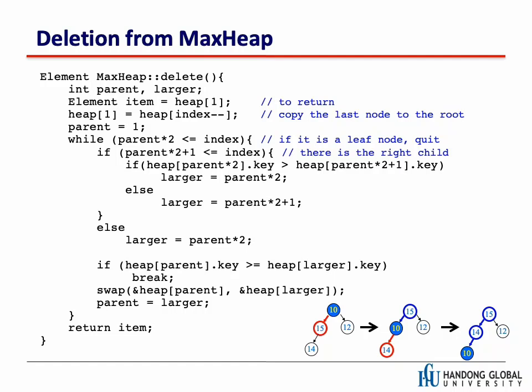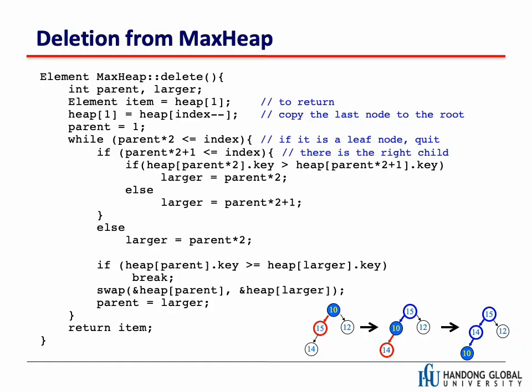The while loop statement says parent times 2 should be less than or equal to index. Index has the number of elements, and parent times 2 is the left child. It means if the parent is a leaf node, then we have to quit. If parent times 2 is larger than index, it means the parent doesn't have a left child, so we cannot go into this loop. So as long as we are in this loop, we have at least a left child.